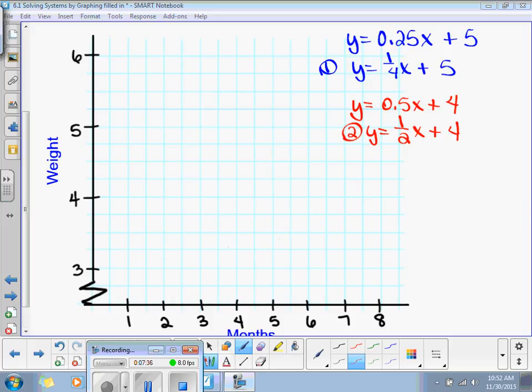All right, so now we'll graph the first one in blue. Our slope is 1/4, and our y-intercept is 5. So we're going to start at 5 for our y-intercept, and the slope tells us to go up 1 and to the right 4. So we went up 1 and to the right 1, 2, 3, 4.